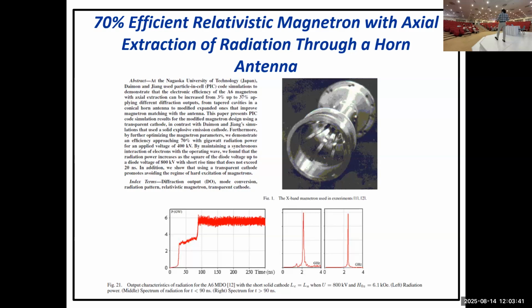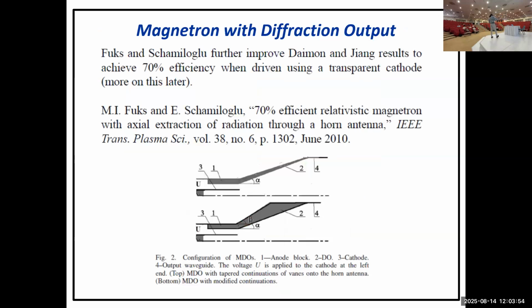And then Fuchs, in 2005, saw the paper, went back and ran some MAGIC simulations. He increased the efficiency to 70% at UNM. And how did he increase it? By changing the flare angle. These are the vanes, and the vanes continue with the flare angle, smoothly extracting the power. He was able to get 70% with what we call a transparent cathode. Another advantage was added at UNM, another contribution.